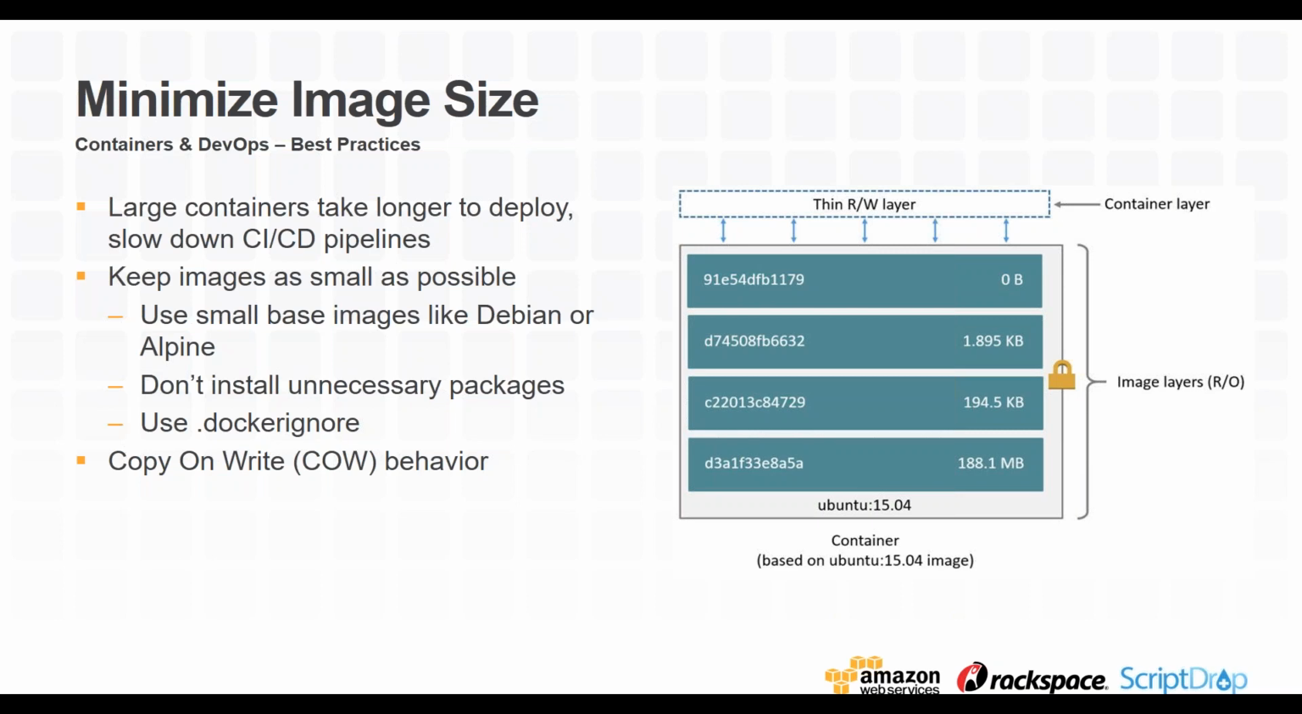The other thing is, don't install unnecessary packages in your application. Again, unnecessary packages, they're not going to be used. They simply add to the size of the image and increase the amount of time to move that image around. And also use Docker ignore. It's very easy to simply add files to Docker ignore so that when you do a Docker build, those aren't included in your particular image.